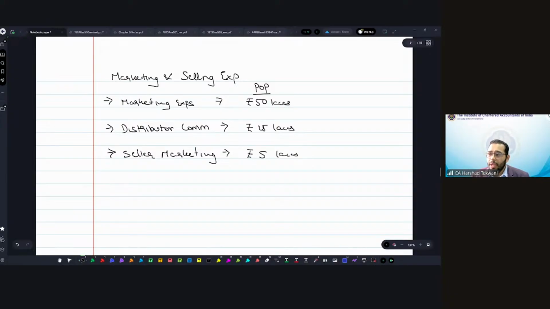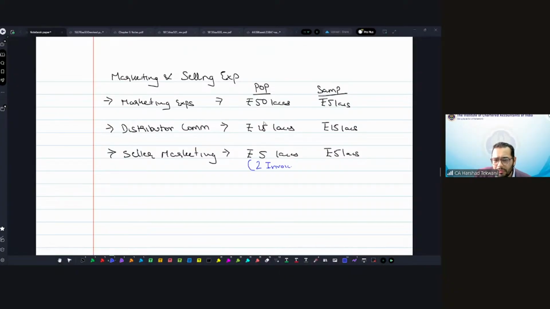Fine. Now you tested samples out of this. How we selected the sample and what the sample size was, we'll discuss later on. But let's say you selected some samples and tested them. What was the sample amount tested? Let's say 5 lakh rupees here, 15 lakh rupees here, and you tested the full 5 lakh rupees here, because it was only 2 invoices. There were 2 invoices, you tested both.